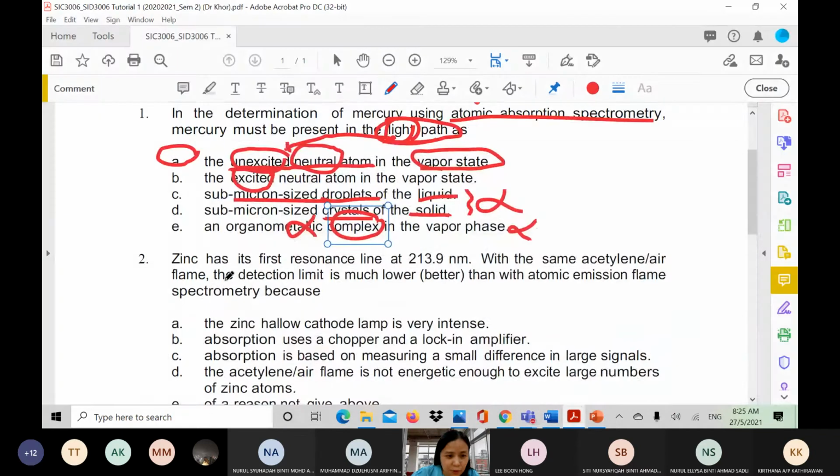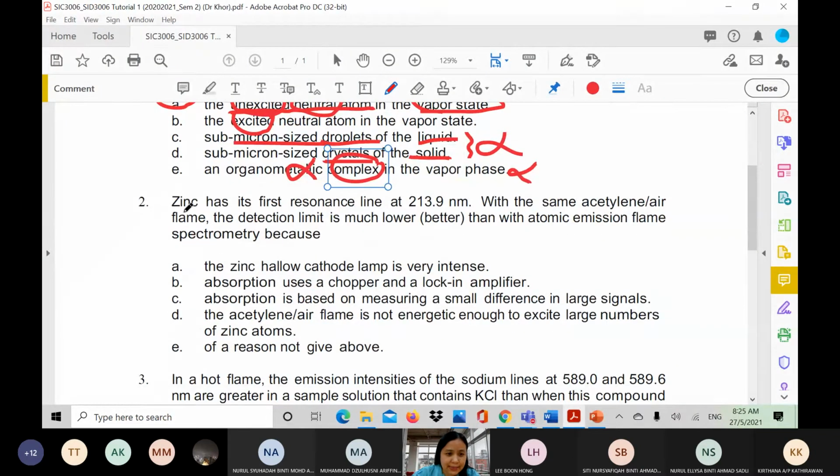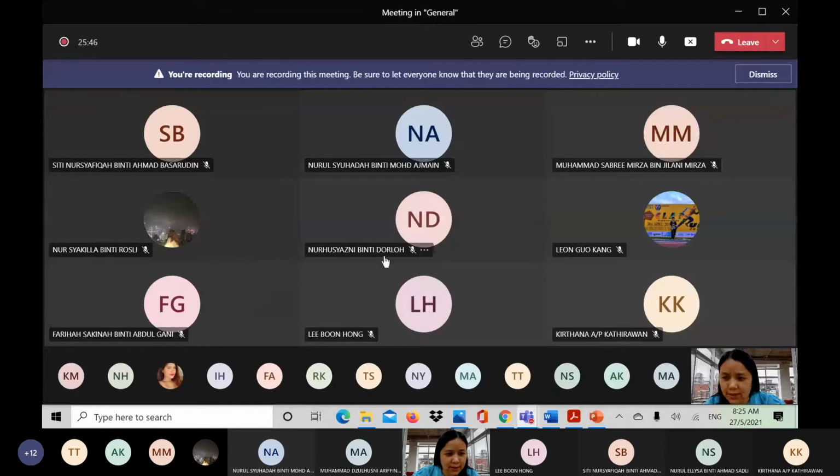So now we move on to question number 2. Zinc has its first resonance line at this wavelength, in nanometers. With the same acetylene-air flame, the detection limit is much lower, or better, with atomic emission flame spectrometry, because of what? Before we pick the correct answer, we have to understand the question itself first. This question is about a comparison between what? Can any of the students let me know what the comparison is?